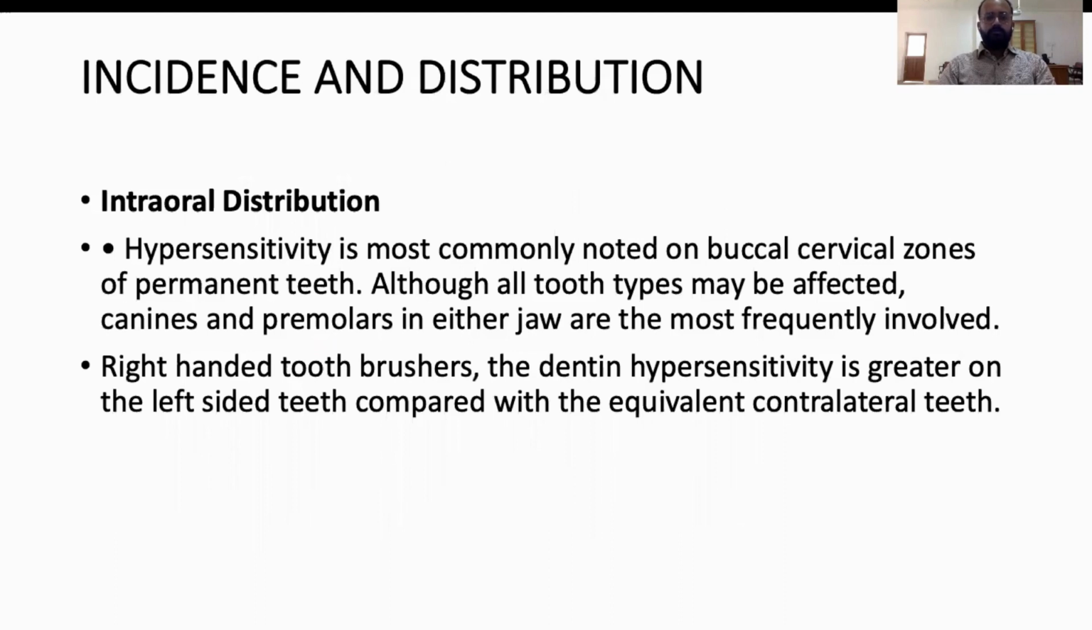Coming to the incidence and distribution of dentin hypersensitivity. If we check the intraoral distribution, we can see hypersensitivity is most commonly noted in the buccal cervical zones of permanent teeth. Although all tooth types may be affected, canines and premolars in either jaw are the most frequently involved. In right-handed toothbrushers, dentin hypersensitivity is greater on the left side of the tooth compared with the equivalent contralateral teeth.